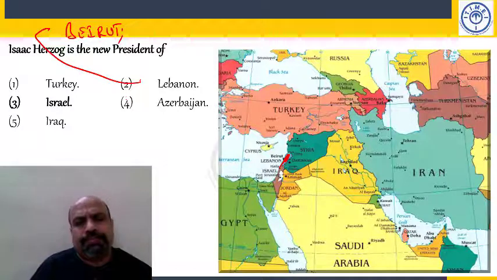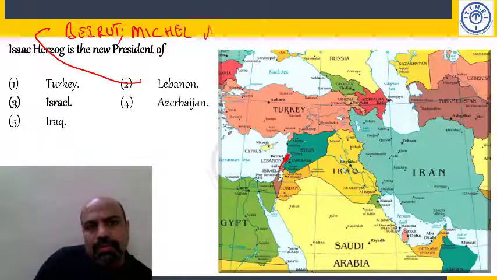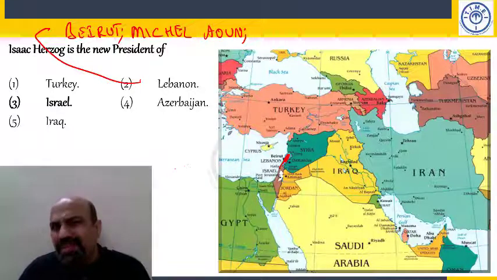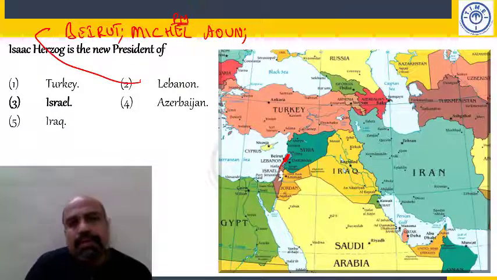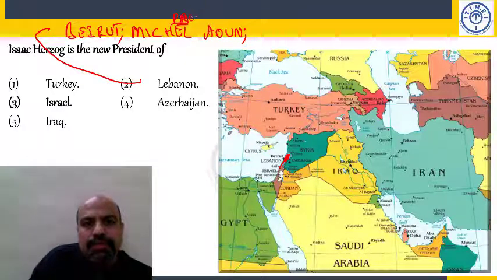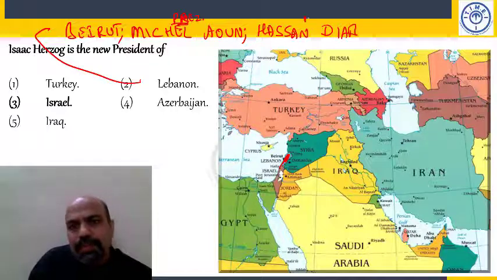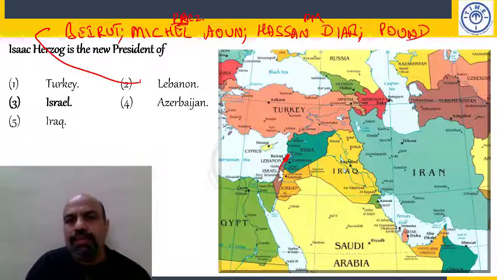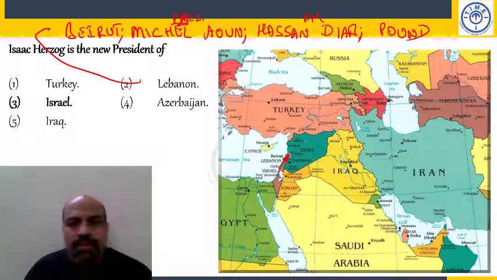Then we have the president here, Mikhail Aoun. It's a parliamentary democracy. The prime minister is important, but we are discussing, sorry, this is the president. I'm so sorry, guys. President Z, the shortcut. Prime minister, you want to write? Okay, chalo, ye bhi likhte hain. Hassan Diab, PM. Currency? Lebanese pound. Hassan Diab, prime minister, pound is the currency. Theek hai, iske baad chalte hain.